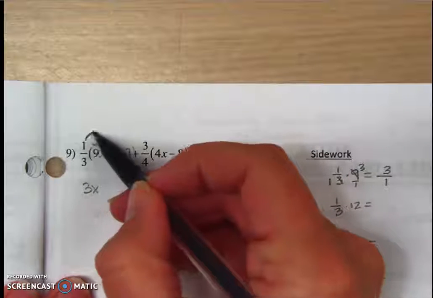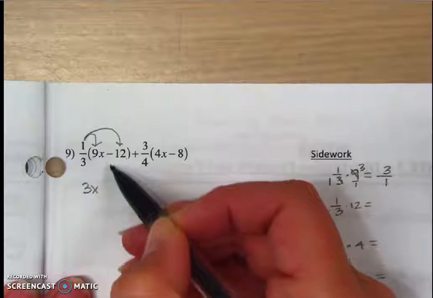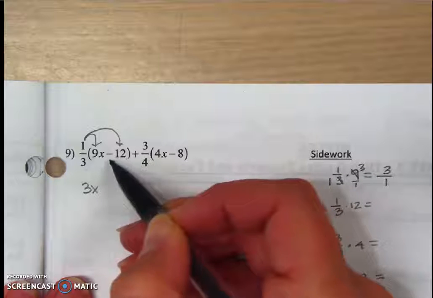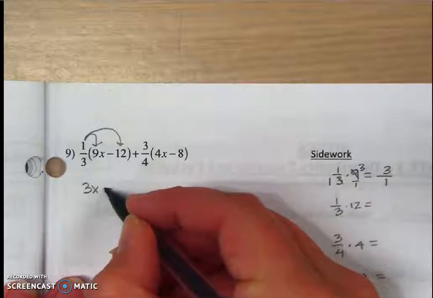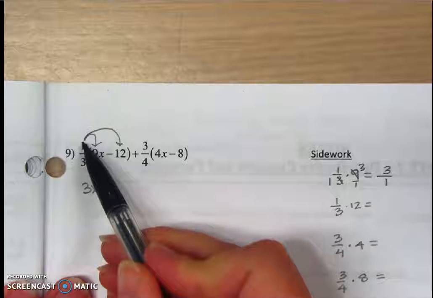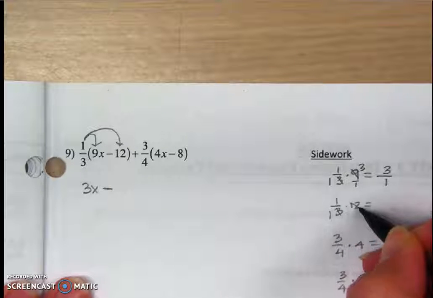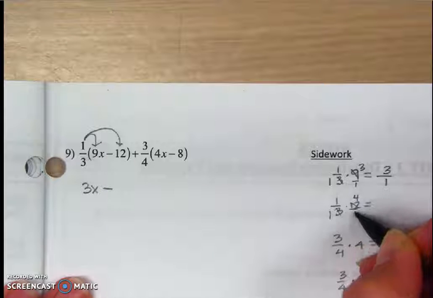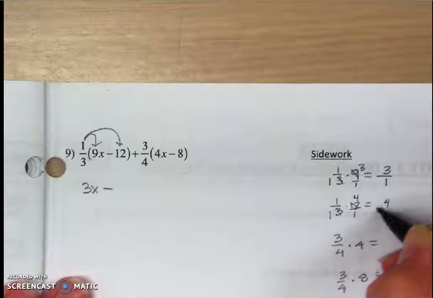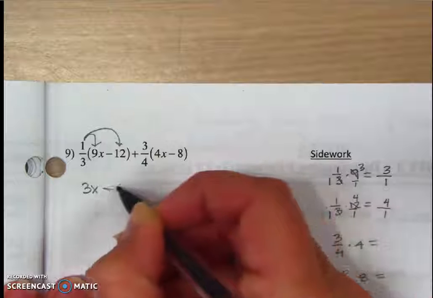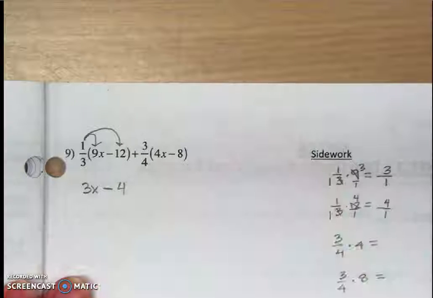Up next, I know I have 1/3 times a negative 12. Since I already see this sign right here, I'm going to copy it down here. This is going to be negative. Then I work out 1/3 times 12. 3 goes into 3 once. 3 goes into 12 4 times. 1 times 4 is 4. 1 times 1 is 1. And so right here I just get a 4.